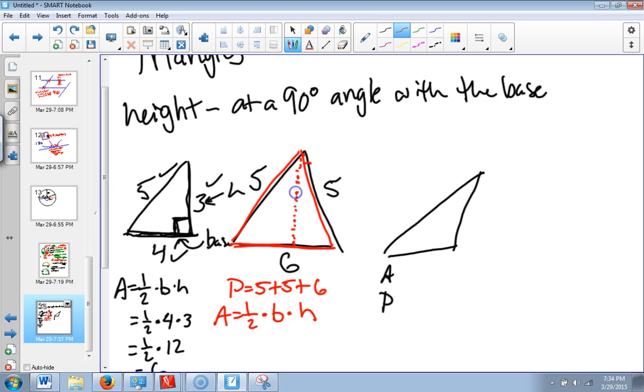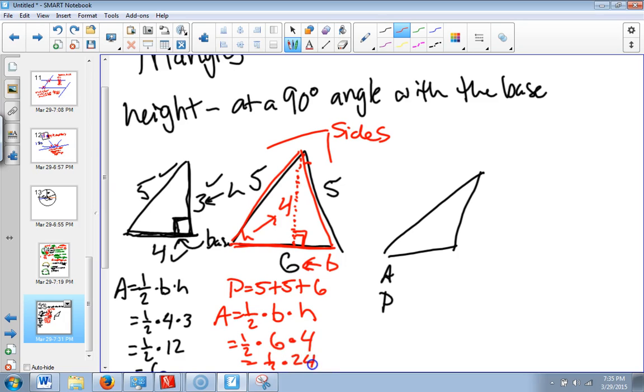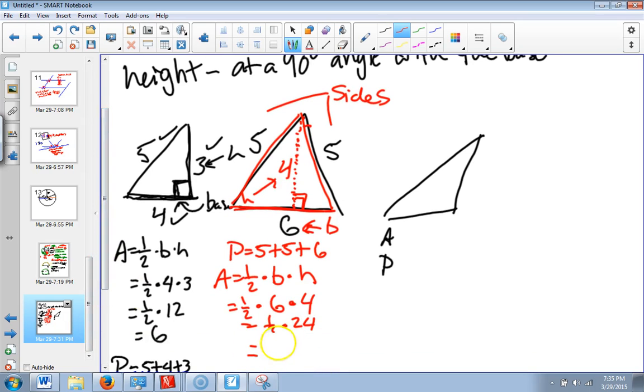So there's a dotted line to show the height. Now the height in this case, I happen to know is 4. So now I have to do 1/2 of my base. This is at a 90-degree angle now, so this is my base, and now 4 is my height. 5 and 5 are just sides. They don't matter really, except for the perimeter. So 1/2 times the base, which is 6, times the height, which is 4, equals 1/2 times 24 equals 12.